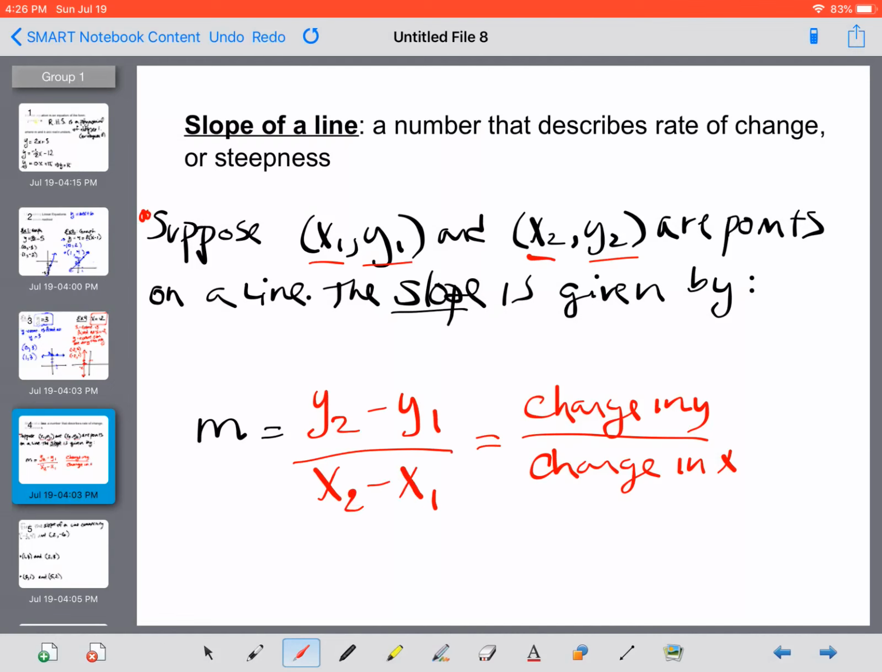Okay, that's how we find the slope of this line. Sometimes you'll hear it described as rise over run, because remember, the rise is really describing how much we're changing up or down. That is the change in the y direction. And the run is describing how much you're changing from left to right. That is, how much are you changing in the x direction. Okay, so let's look at a couple of examples of using this equation.